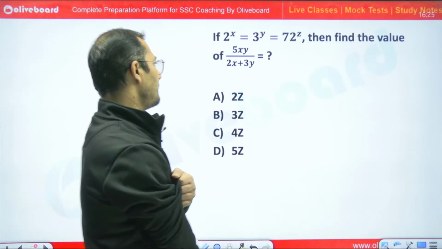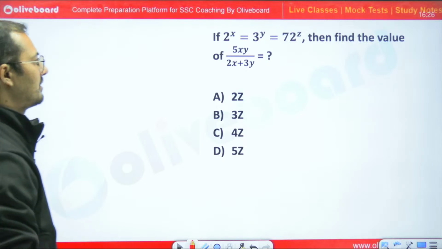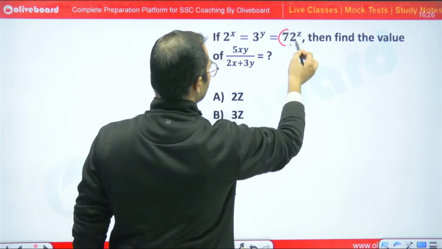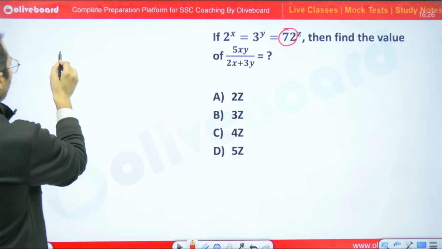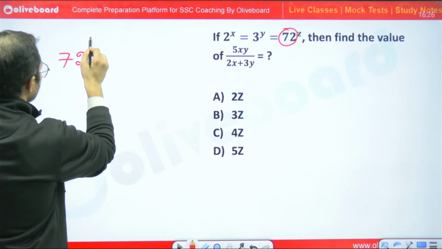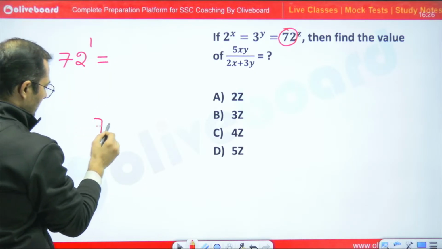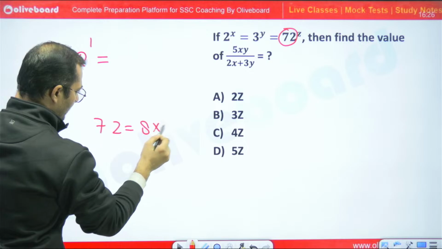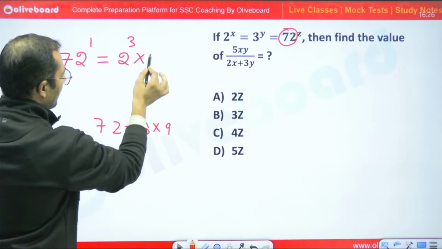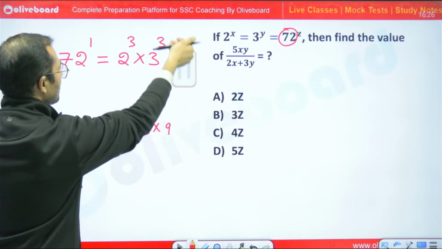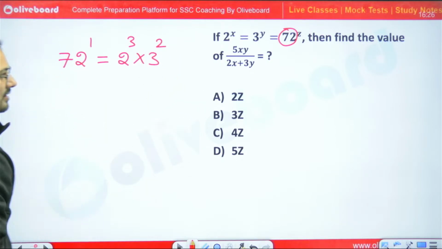So now tell me what would be the answer for this question. Very good question. See, the first step is to focus on the highest base. So the highest base is 72. So we can write 72 to the power 1. 72 we can write as 8 into 9. 8 means 2 to the power 3, and 9 we can write as 3 to the power 2. Yes, we can write like this.